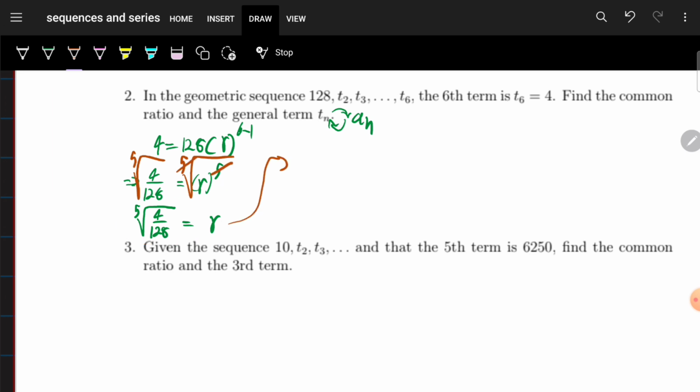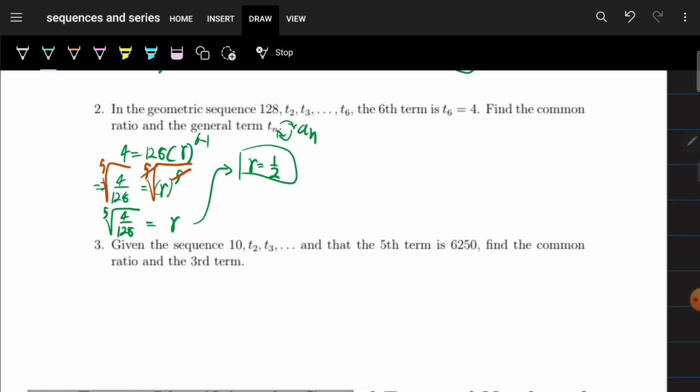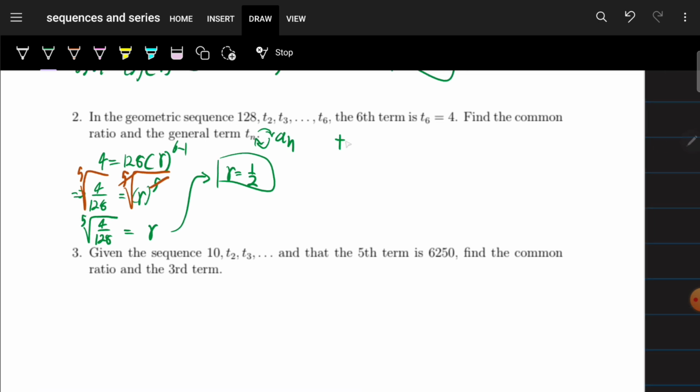So now I'm just going to plug that entire thing into my calculator. 4 divided by 128, and we want the 5th root of this, which will be 1/2. Okay, so r is equal to 1/2. So now that we have r, we can find an expression for the general term. So an expression for the general term will be Tn is equal to our first term, 128, times the common ratio to the power of n minus 1. So this is the general term expression.